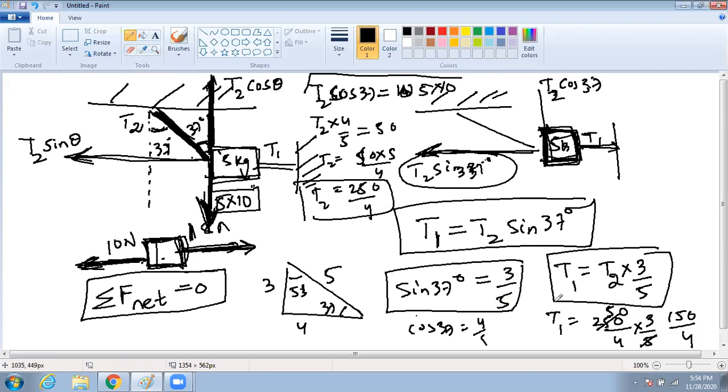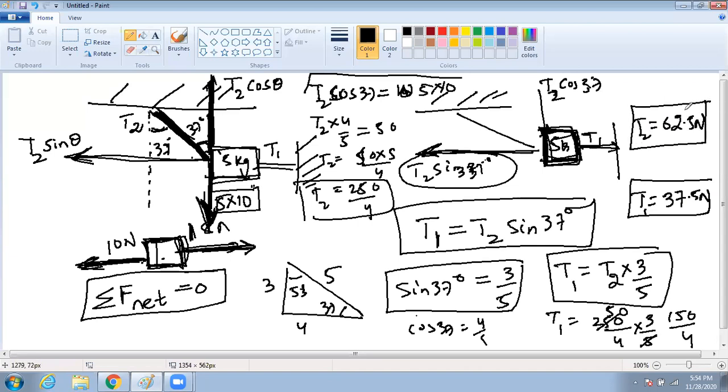Did you get the value? So what is T1? We got approximately, if you divide it by 5, 4 3s are 12, then 20. 4 7s are 20. Sorry. 4 3s are 12, so 30. So 4 7s are 28. So 37.5 Newton is T1. And what is T2? T2 will be approximately 62.5 Newton. Any doubts, guys?